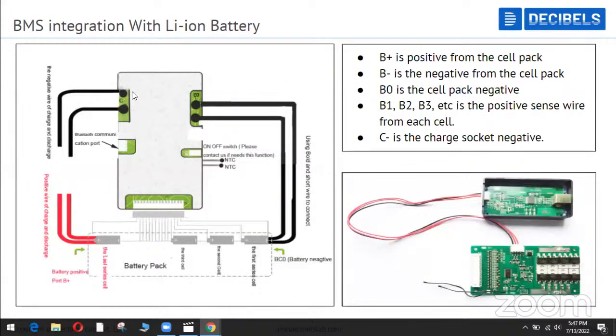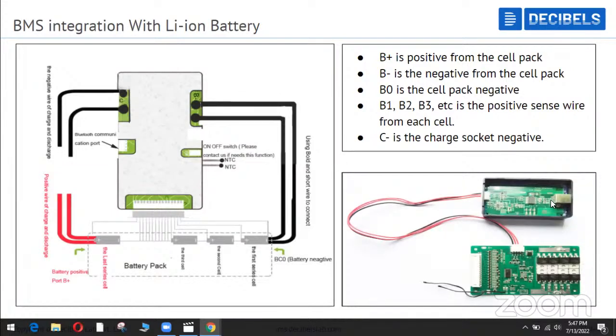And you'll have a C minus port, which is nothing but charge negative, or you can also call it discharge negative. So that's a common port. It will be used for charging, and also for discharge. Then you have communication ports, as I mentioned. It might be Bluetooth communication or RS485, right?